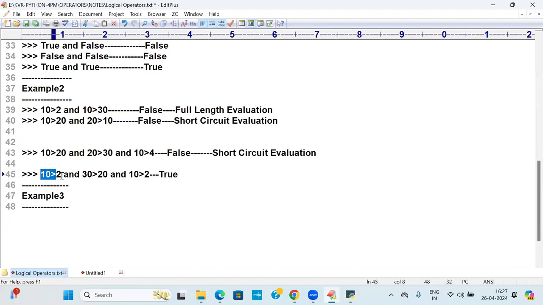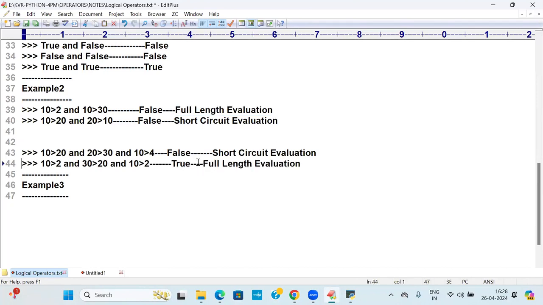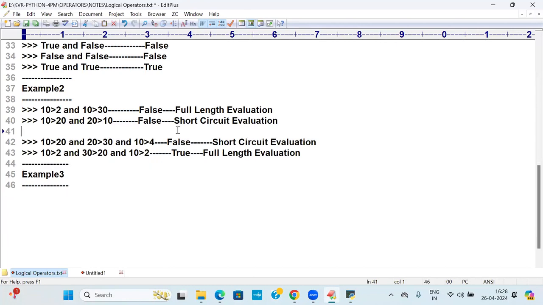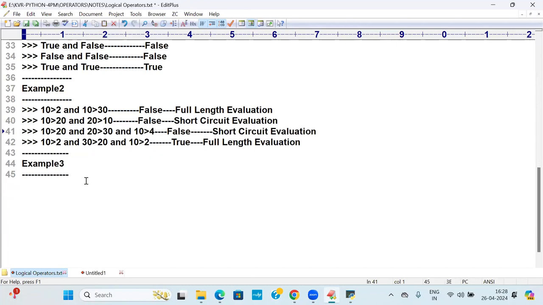Come on, next. 10 greater than 2. Definitely go to second. 30 greater than 20. True. Compulsory go to third one. Third one is also true. So definitely it is going to be printed true. This is known as full length evaluation. Did you understand or not? Yes, this is related to this part already you learned.